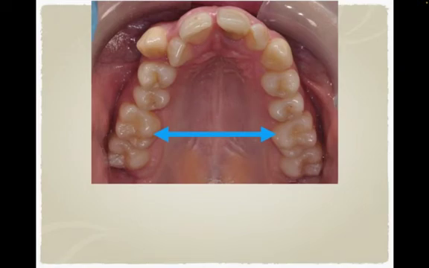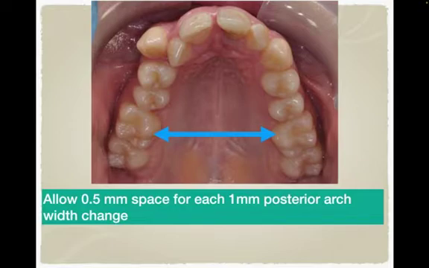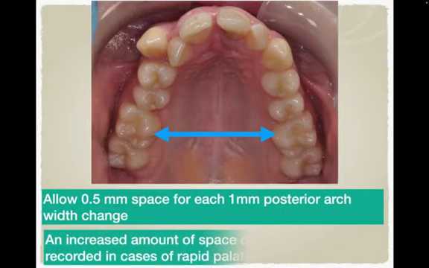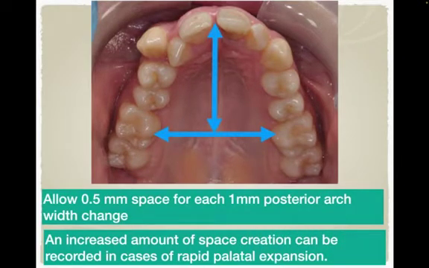The Royal London Space Analysis recommends that for each 1 millimeter of increase in the intermolar width, there will be a 0.5 millimeter increase in arch perimeter. However, don't forget that when we do the expansion, the arch depth will be reduced. For each 1 millimeter of expansion, we get 0.5 millimeter of space, an increase in the arch perimeter, and a reduction in the arch depth by around 0.28 millimeter, because the incisors drop back when we do the expansion.